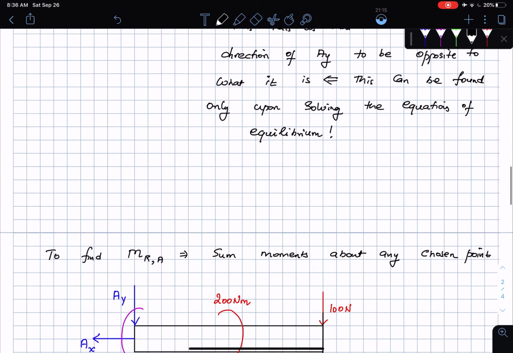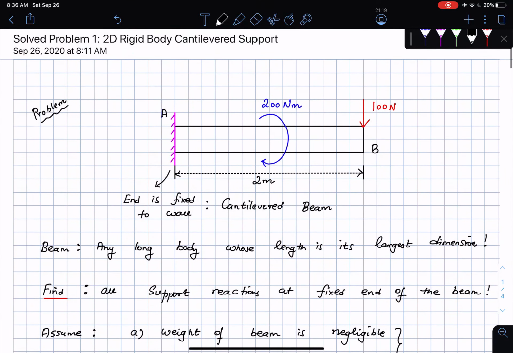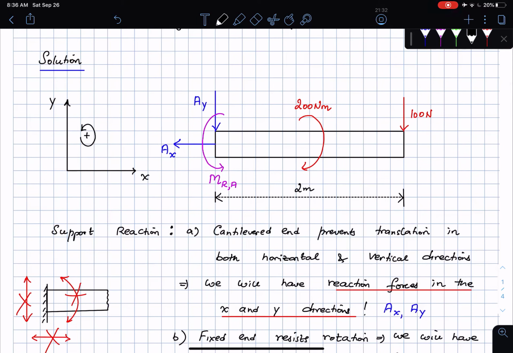I'm going to go back and very briefly look at it again. I have a cantilevered beam to begin with. What's a cantilevered beam? It's fixed at one end. I have some force acting on it and a couple moment acting on it. I need to find the reactions at the fixed support. How do I do this? I first draw a coordinate frame. Then I draw the free body diagram.